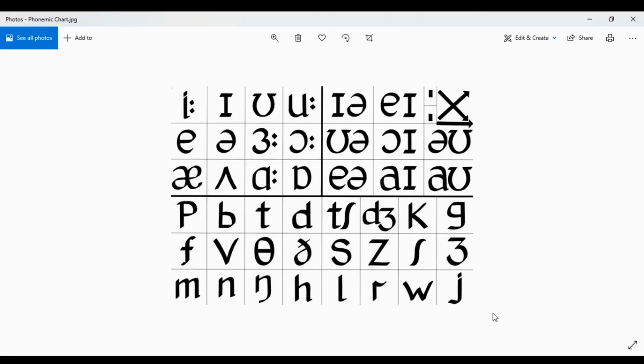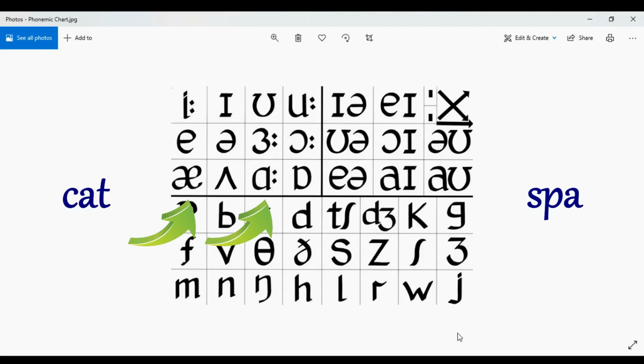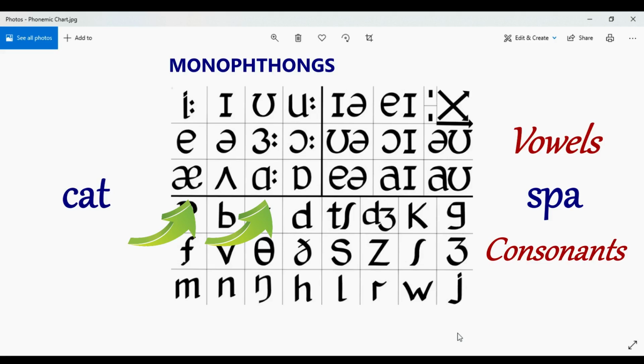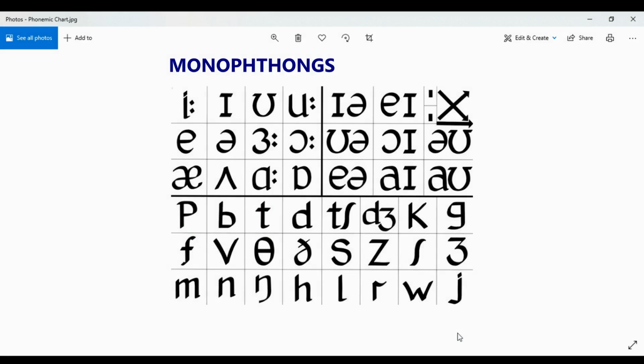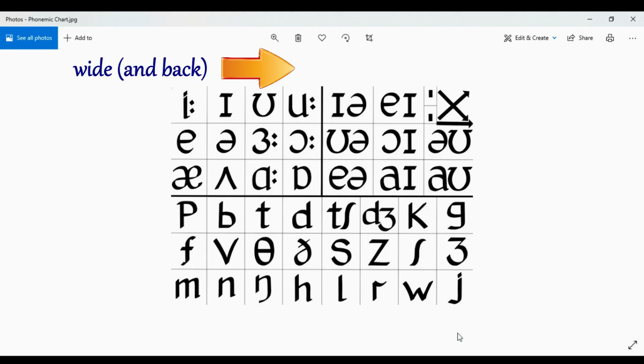Lesson 2. The two sounds we're concerned with in this lesson are ah, as in spa, and ah, as in cat. They are both vowels and they are both monophthongs. In other words, the tongue stays in one position when producing the sound. In this monophthong section of the chart, as you move from left to right, your lips move from a wide position and back to a narrow position and forward. Say these words and sounds while noticing and feeling the differences.